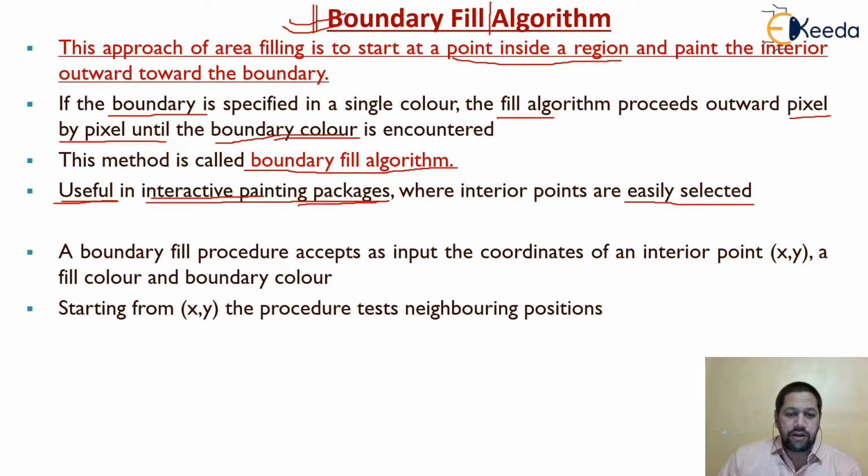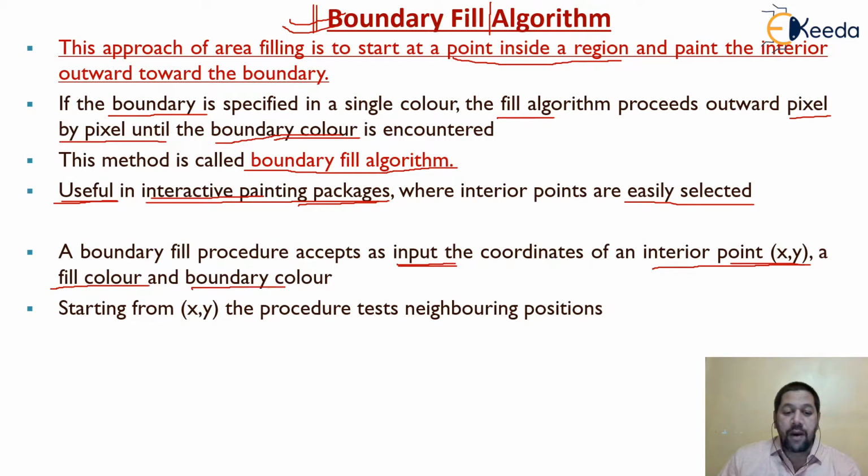Now let us understand the procedure of the boundary fill algorithm. The boundary fill procedure accepts as input, so what input do we have to give to the algorithm? The first input is the coordinates of the interior point x comma y, which is any point inside the polygon. Then we give the fill color, the color with which I want to fill the polygon.